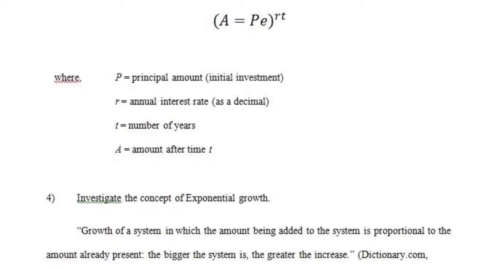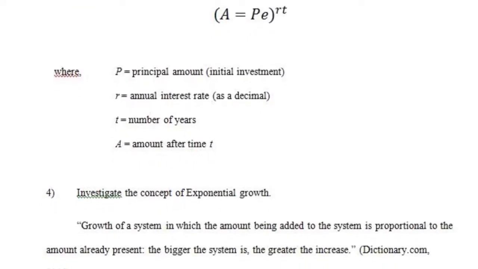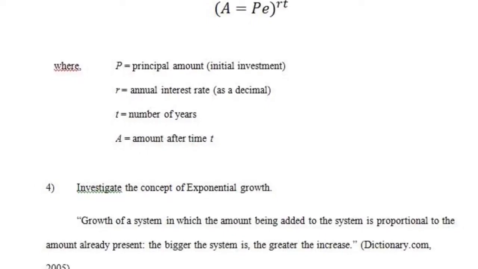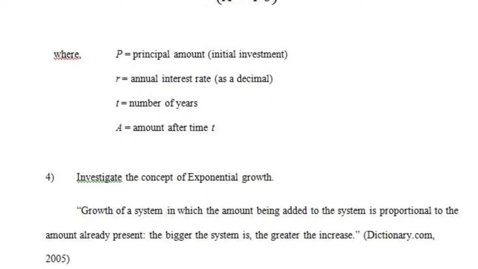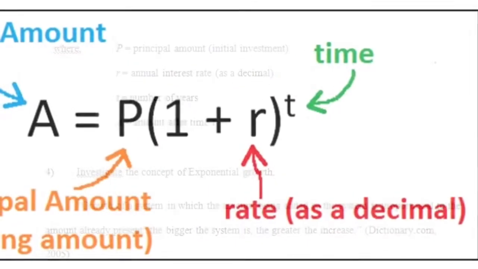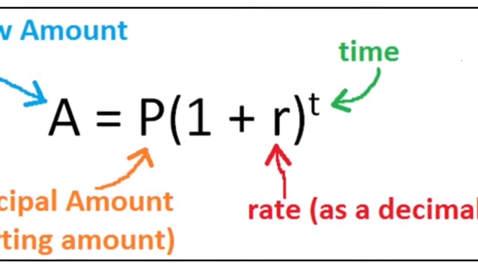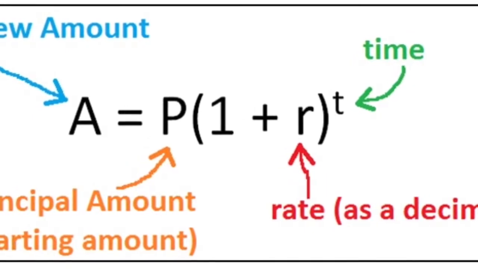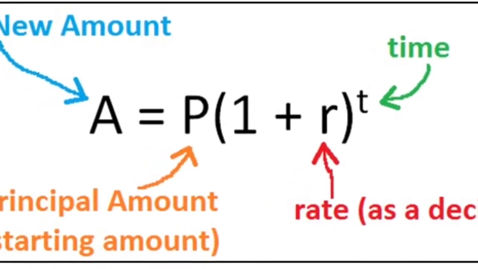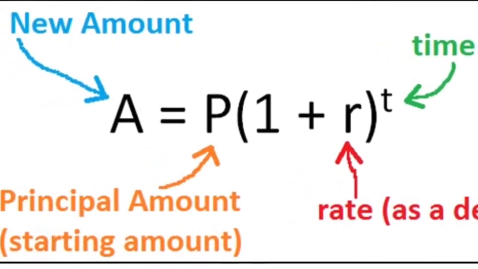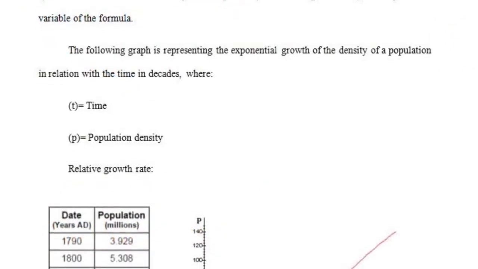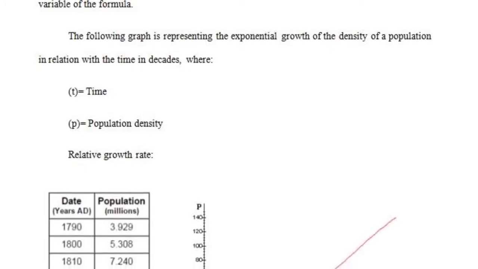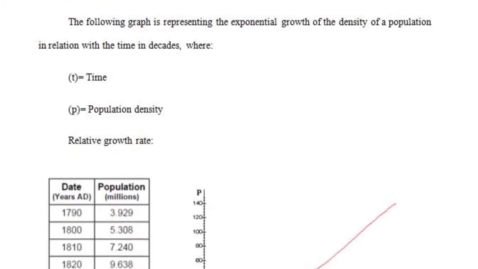Exponential growth is a system in which the amount being added to the system is proportional to the amount already present. The bigger the system is, the greater the increase. This is a formula for exponential growth, where A is the new amount, P is the principal amount, T is time, and R is rate. The following graph represents the exponential growth with the relative growth rate.